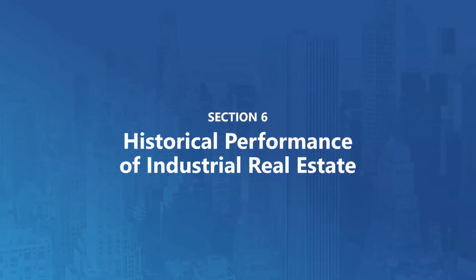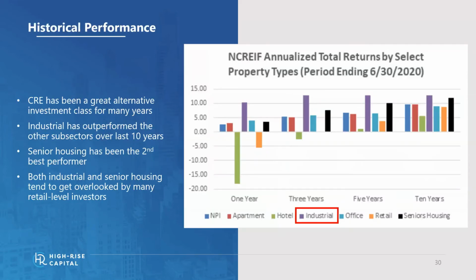So what has been the historical performance of industrial real estate? Most people don't know that industrial actually has been the best performing sector of commercial real estate for the last not only 10 years, but actually over the last 5, 3, and actually over the last year as well. And it's one that basically hasn't gotten a lot of attention, hence today's presentation. The second best performing sector in commercial real estate has actually been senior housing. And it's funny because both industrial and senior housing tend to get overlooked by many retail investors. And we're actually going to be doing a webinar series on senior housing as well later this year.